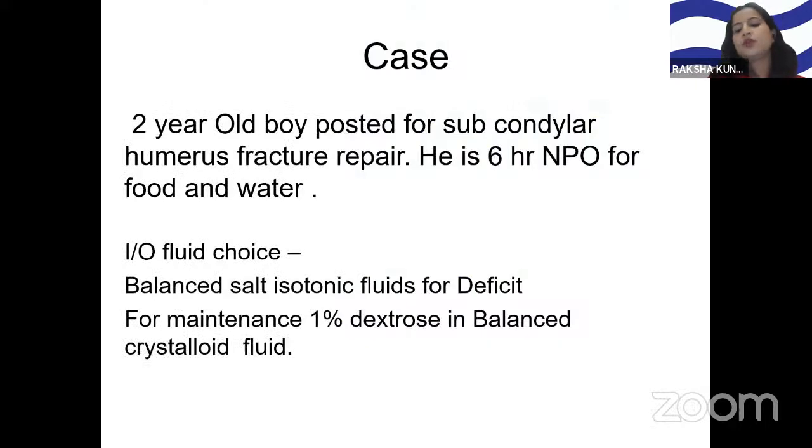So if I have to give fluids to a patient who is more than 2 years of age, I won't give any dextrose unless or until it is indicated, like when surgery is getting prolonged. Below 2 years, I always choose to give 1% to 2.5% dextrose for the maintenance along with the Ringer lactate or Plasma-Lyte. That's all from me. Thank you.